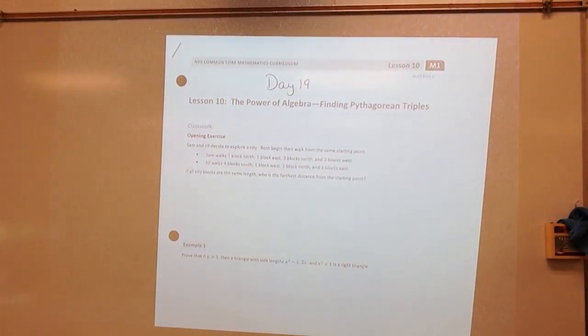Right, day 19. We're going to start out. This deals with the powers of algebra, finding a Pythagorean triple. There are some things I need to go over really quickly before we start this lesson, and one of those is the Pythagorean theorem. Hopefully you remember this. If not, I'm going to show you.